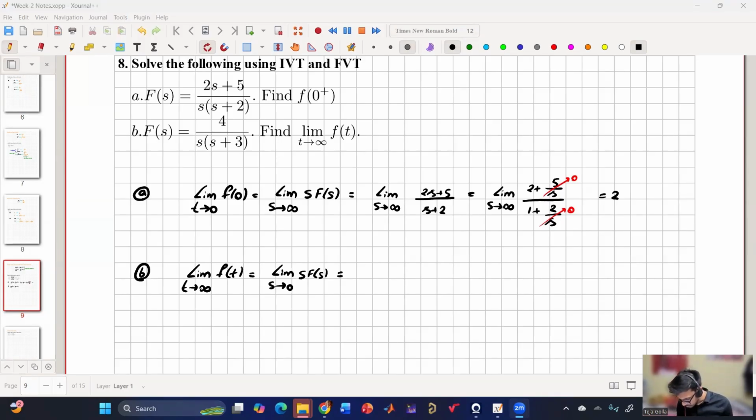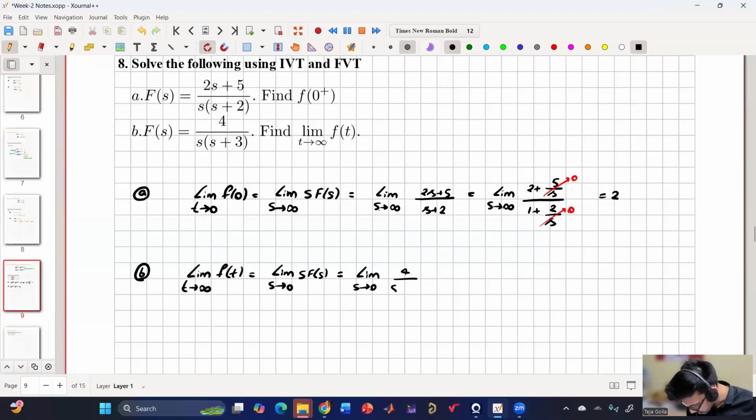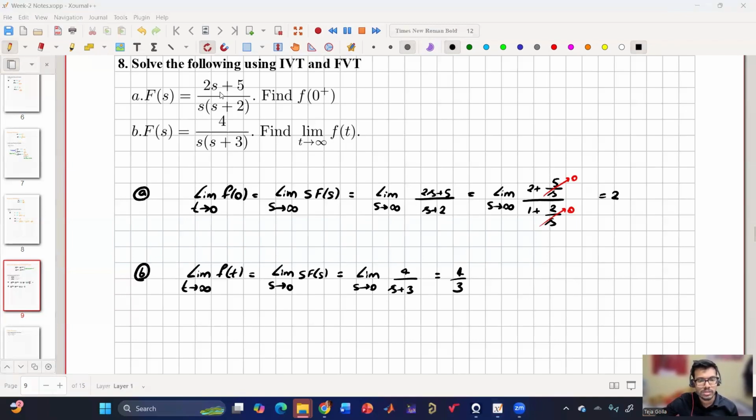So if I substitute s tending to 0, first the s's will get cancelled. So now we have limit s tends to 0 of 4 by s plus 3. If I substitute s to be 0, then I'll have 4 by 3. So is this clear? Initial value theorem as well as final value theorem. Everyone? Yes, sir.